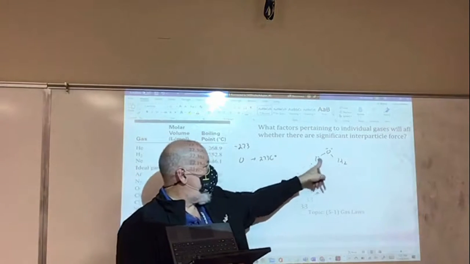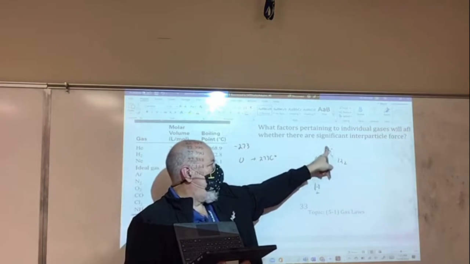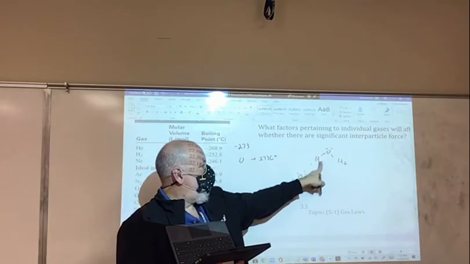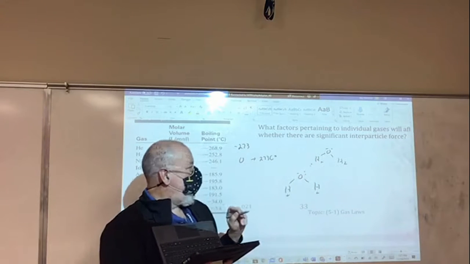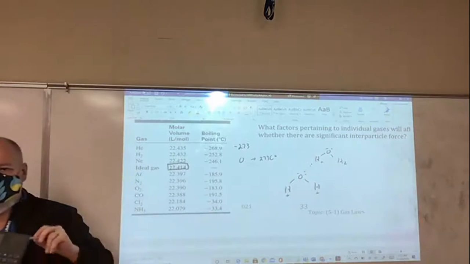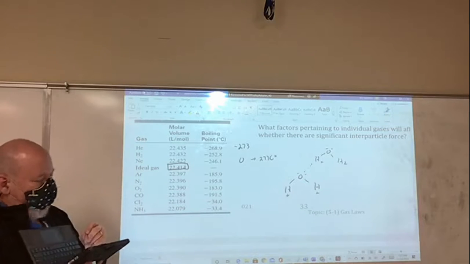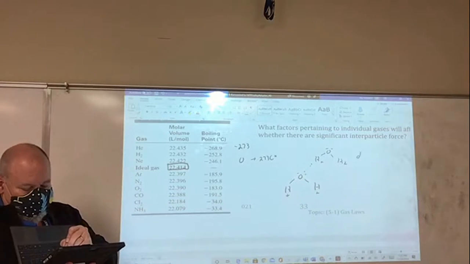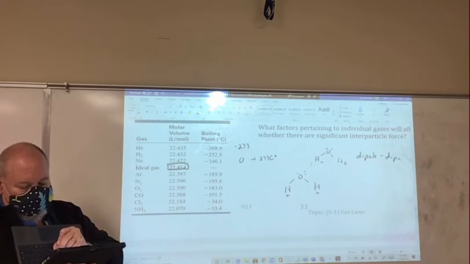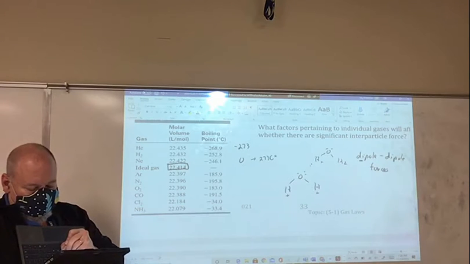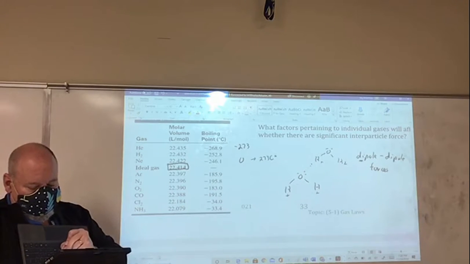Water particles here have hydrogen bonds because they're polar. I have a negative influence here, I have a positive influence here, and the positive part of the water molecule is going to attract the negative part of the adjacent water molecule, and that's an interparticle force. We're going to learn that these are called dipole forces. What's a dipole? What's di refer to? Okay, two. It refers to two.